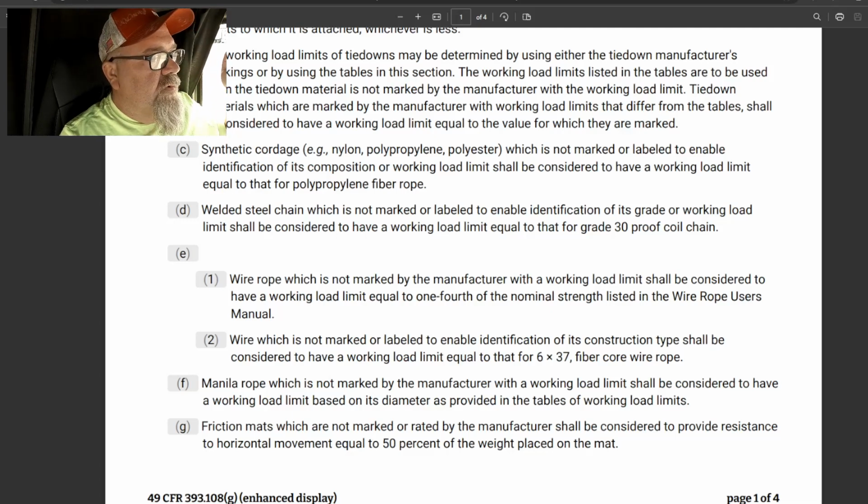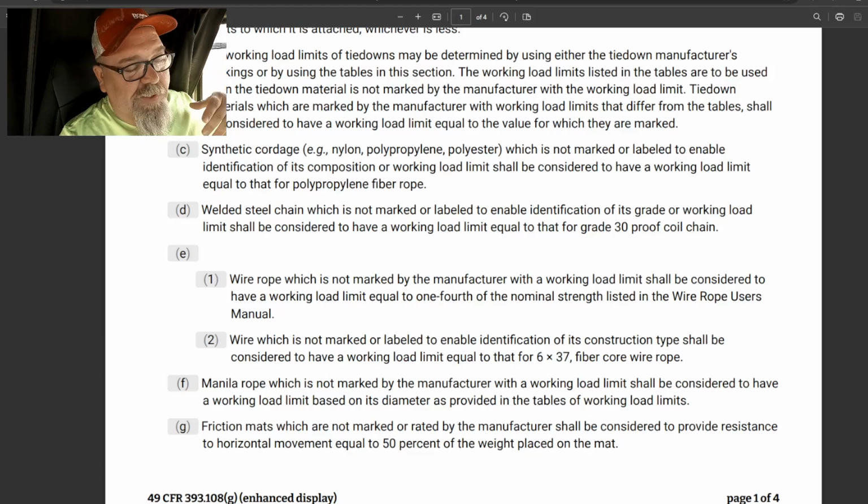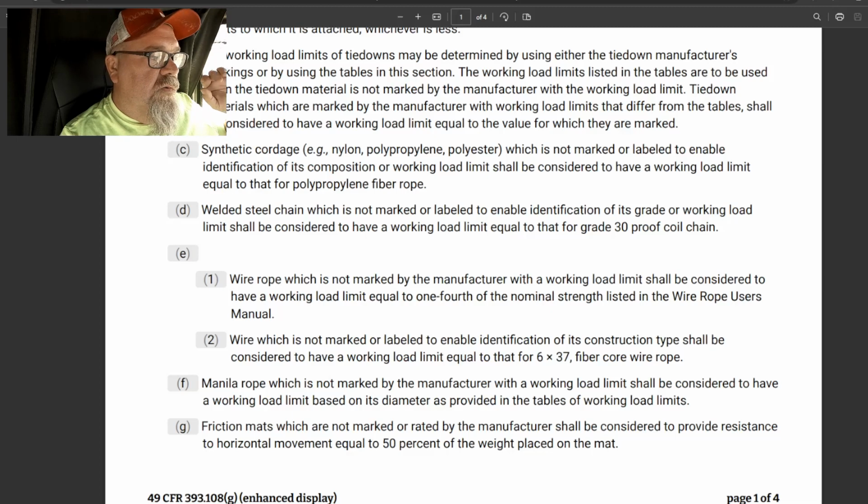Wire which is not marked or labeled to identify its construction type shall be considered to have a working load limit equal to that of a 6 by 37 fiber core rope. Again, that's something we don't use. I don't use wire, so like I said, log haulers and other people may use the wire rope. I don't have enough knowledge to really cover that, so I'm not going to go over that. I don't use manila rope, so I'm not going to cover that one. I don't know why we would use manila rope, because it's too fragile and would break too easy.